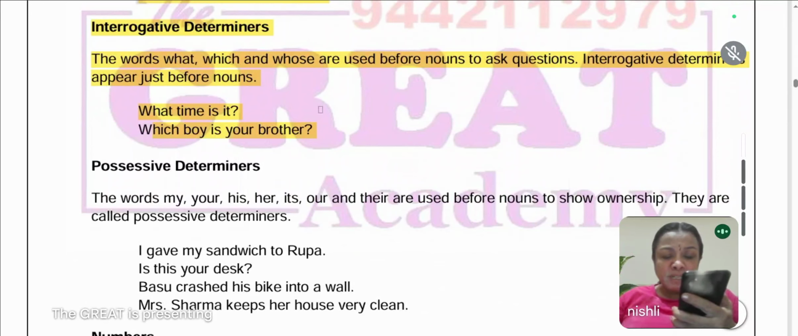See, what time is it? Here, time is the noun. Which boy is your brother? Boy is the noun here. So that is only interrogative.